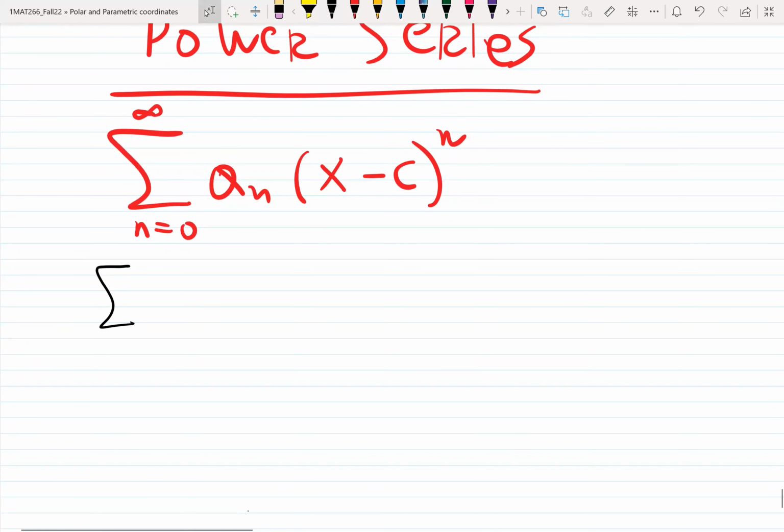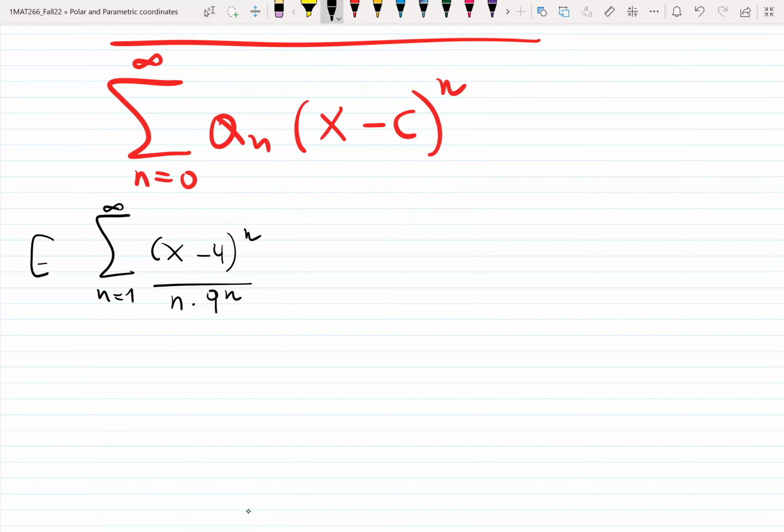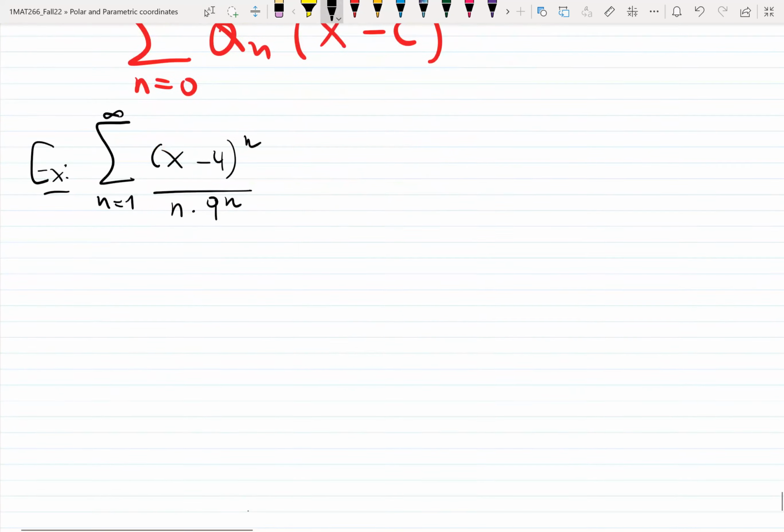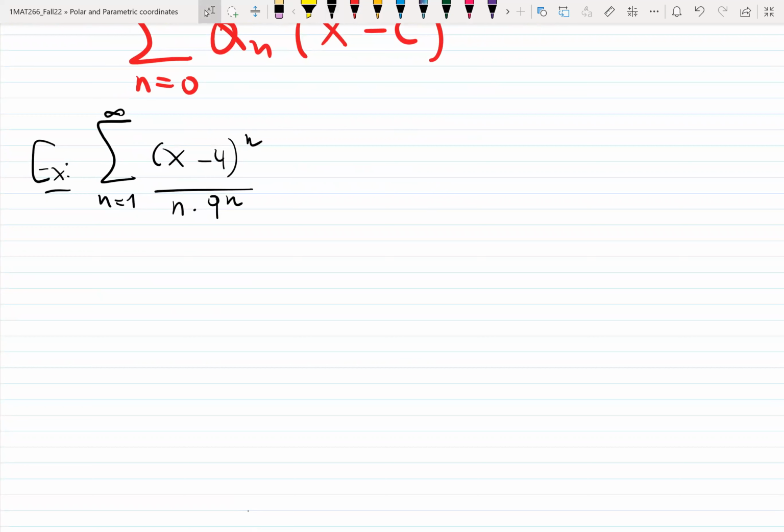So this is the example, number 66 from the review: the sum of (x minus 4) to the n over 9 to the n, from n equals 1 to infinity. Find the largest open interval of convergence of the series and the radius of convergence. Find where it converges, the largest open interval.